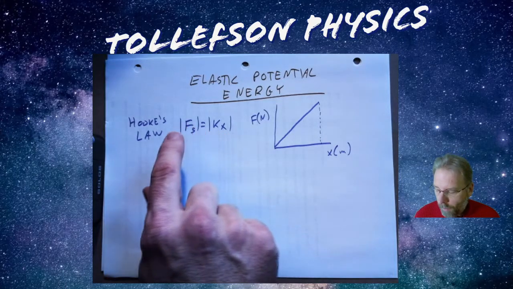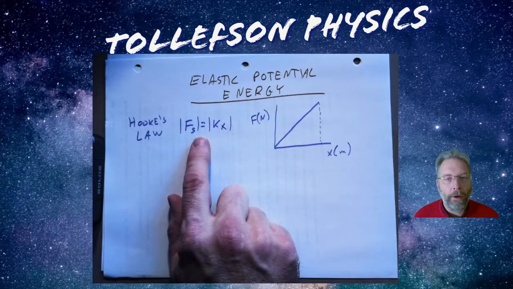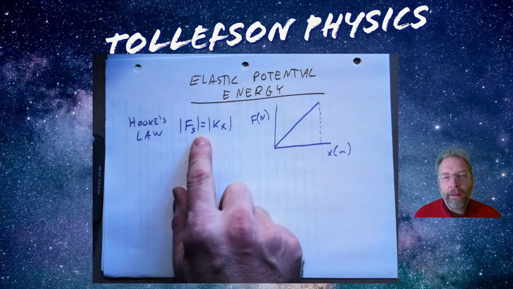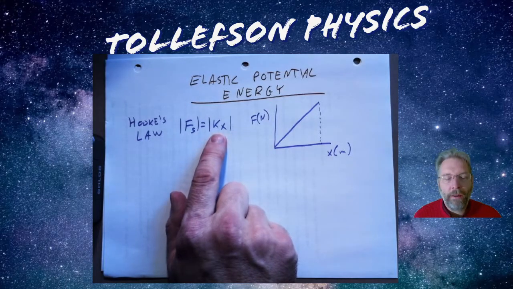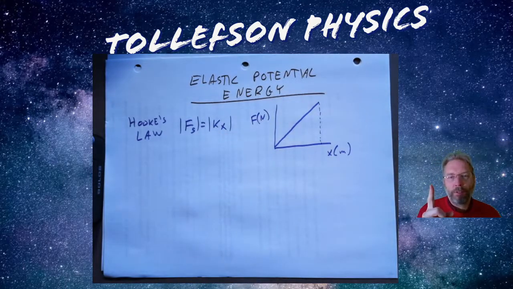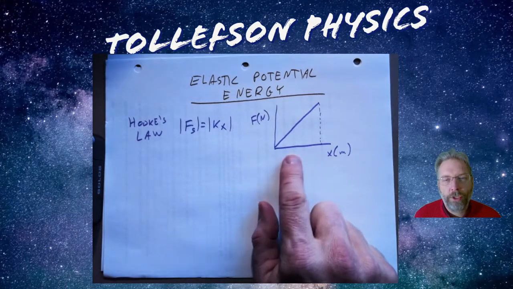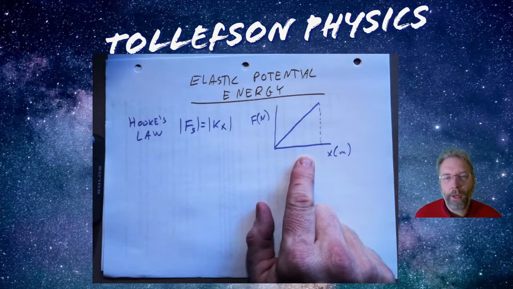I put absolute value bars here because in some textbooks you'll see this indicated as a negative value, because the force is pulling in the opposite direction of the stretch. We don't really need to worry about that for our purposes, and actually the AP equation sheet does the same thing. So this is what a graph of force versus stretch would look like for a spring.